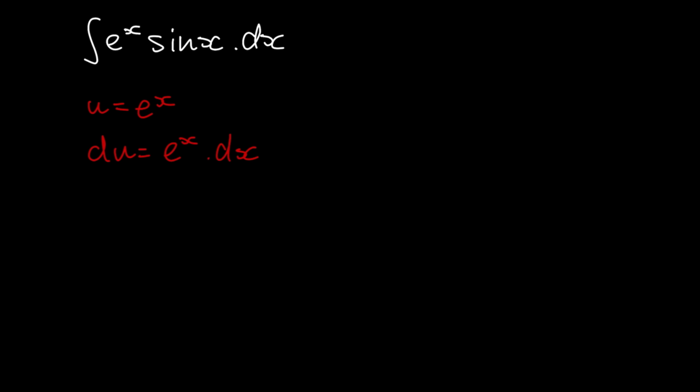And if you want to try it yourself, you can go ahead and do it the other way by choosing u to be sine of x and by choosing dv to be e to the x dx. And you'll find that you get the same answer eventually, and it's not necessarily harder. So our dv is sine of x dx, and the integral of sine of x is just negative cos of x.